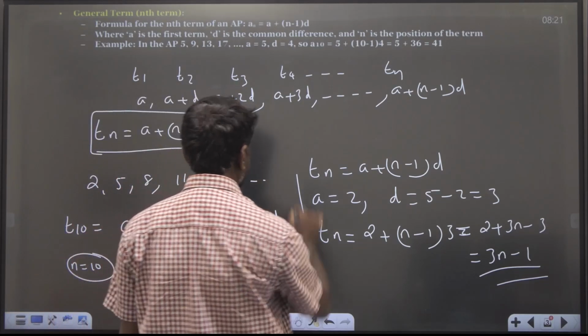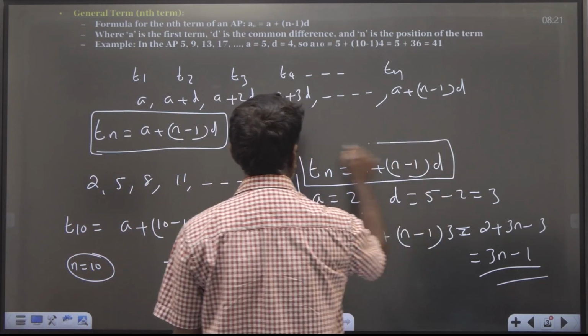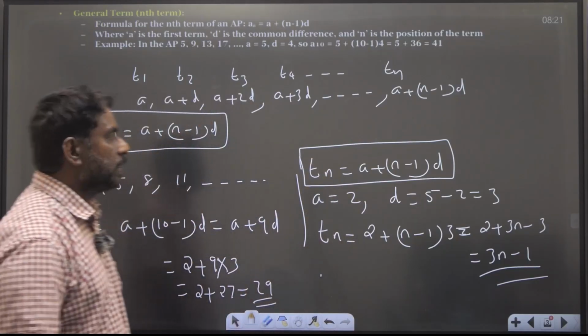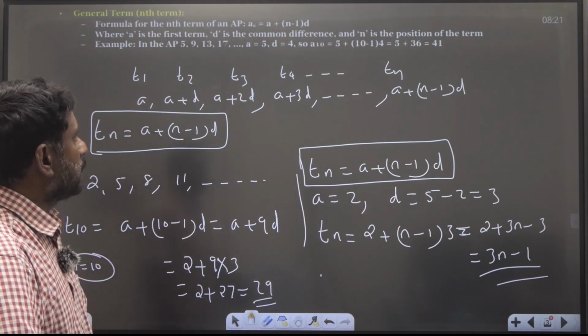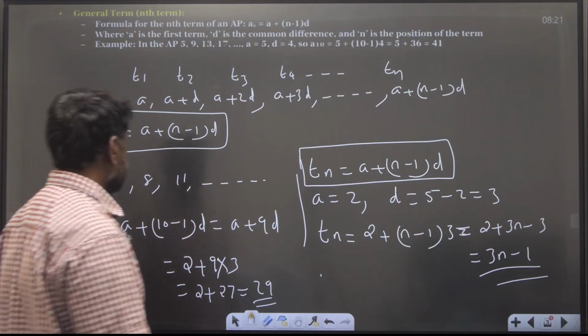So you have to learn this result by heart. The formula for finding the nth term of an AP is tn is equal to a plus n minus 1 into d. Okay.